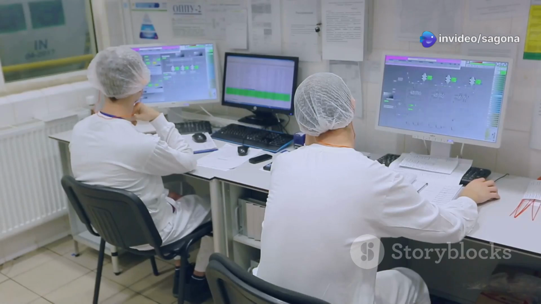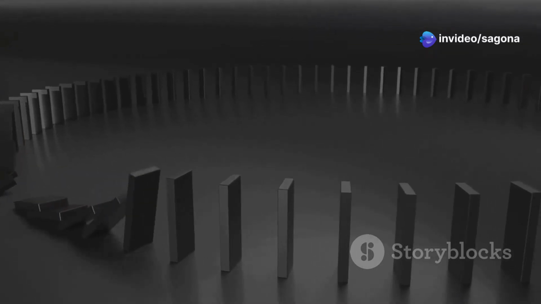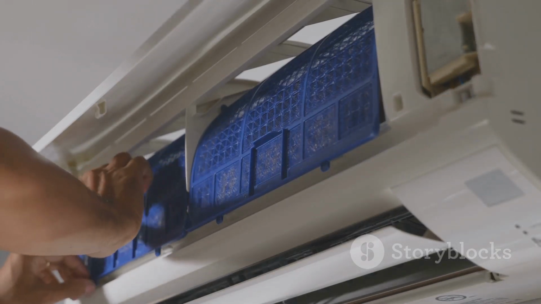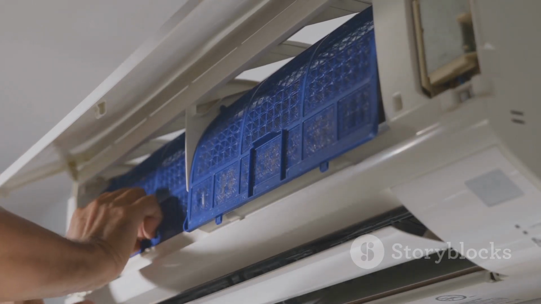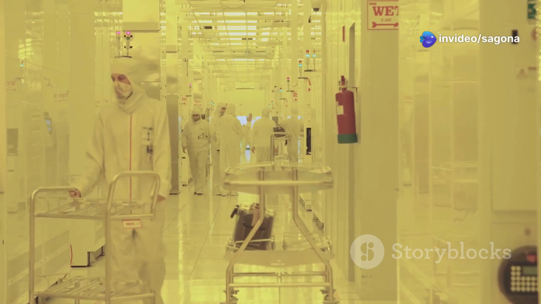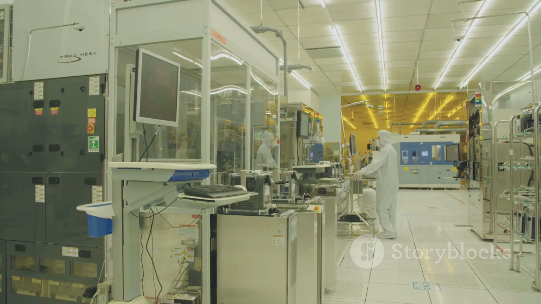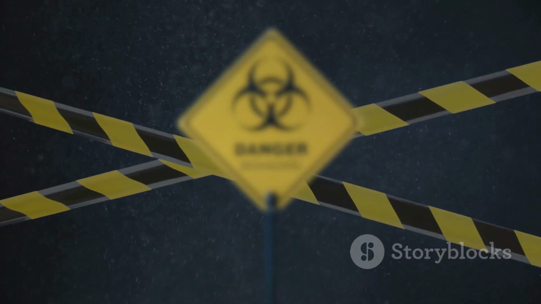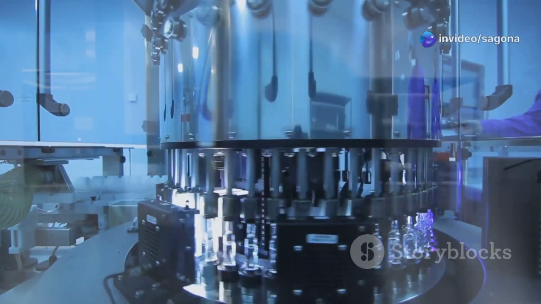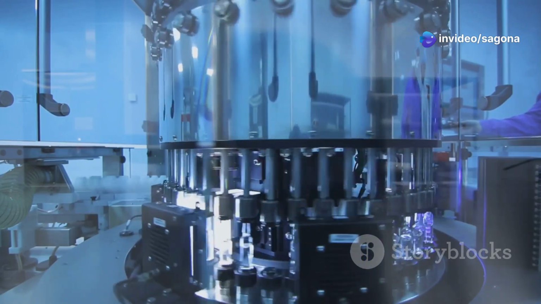It's also important to remember that these systems are interconnected. A problem in one area can have a domino effect on others. For instance, if a filter in the HVAC system becomes clogged, it can reduce airflow and cause a pressure drop across multiple rooms. Or if a door is left open for too long, it can destabilize the entire pressure cascade. This is why constant vigilance is key. The risks are simply too high to ignore. A momentary lapse can compromise an entire production run, leading to health risks, financial loss, and serious regulatory trouble.